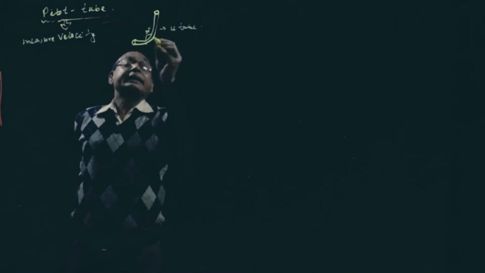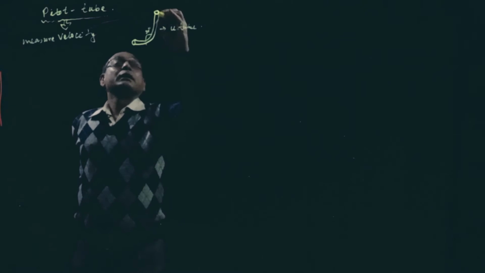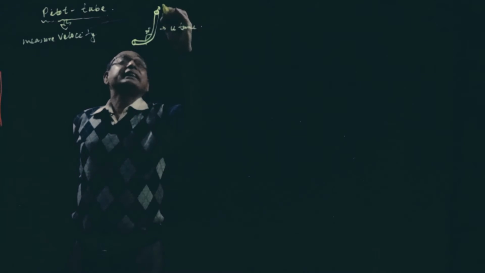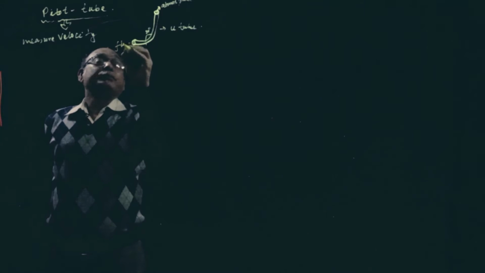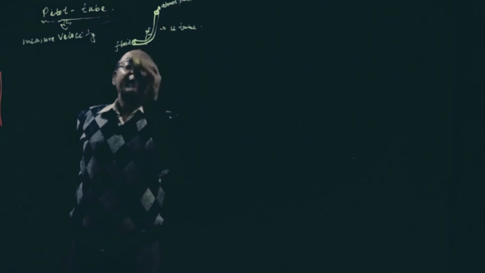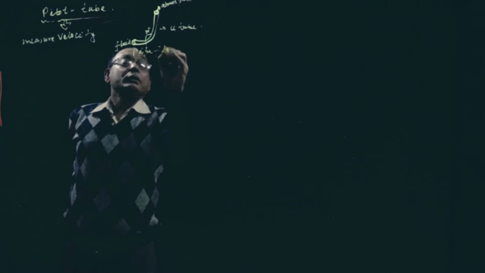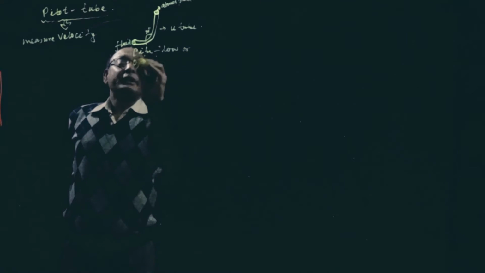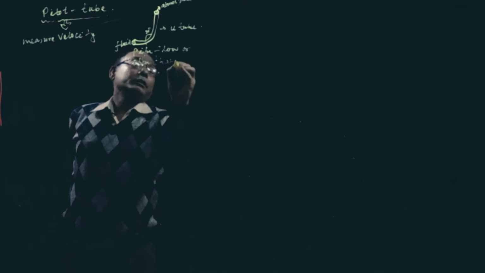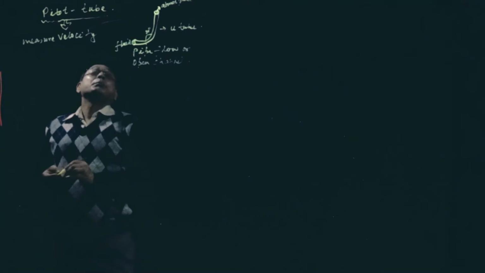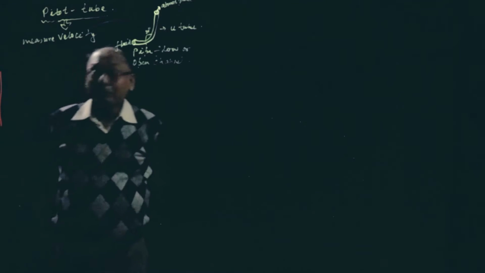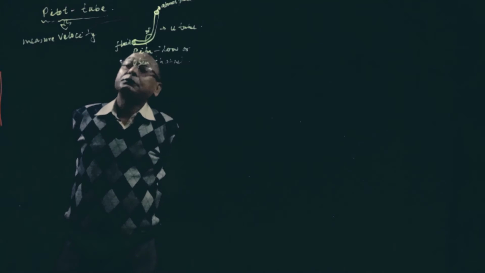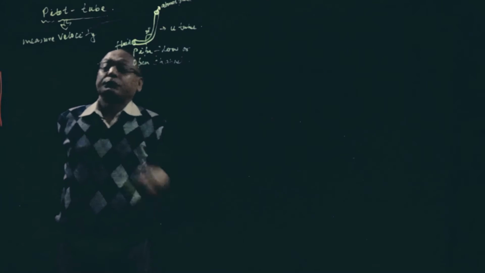Bent at 90 degree, both are open. One end is left to the atmosphere, another end is immersed in the fluid flowing. So it is used in pipe flow or open channel, meaning river. There also we can measure the velocity of the fluid flowing in the river or pipe flow. Now let us find out what is the velocity equation, how to measure the velocity with the help of Pitot tube.